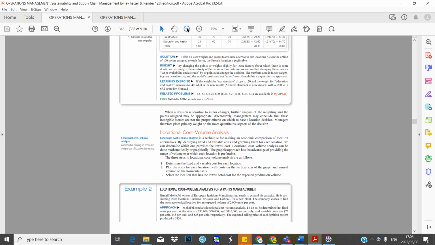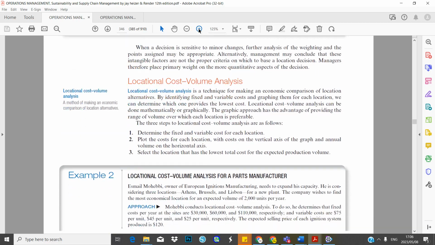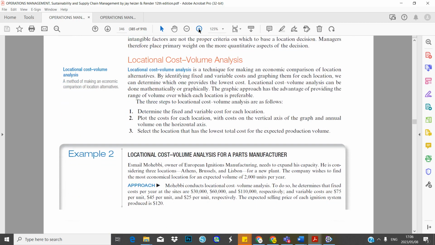Today we are going to do the location cost volume analysis. It is a little bit complex because it involves some graphical drawings, especially to get your answers. It might be tricky, but if you don't understand, you can watch this video as many times as you want, or feel free to write us an email, and we'll try to explain as much as we can.